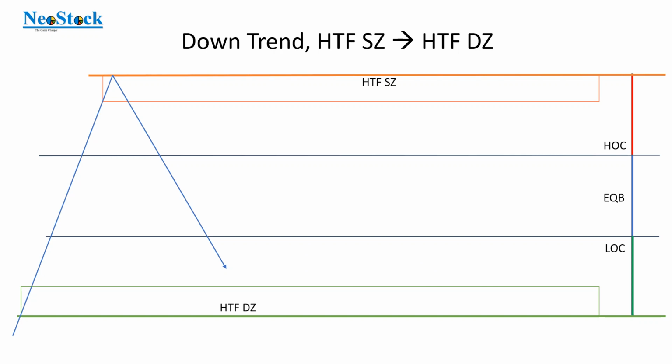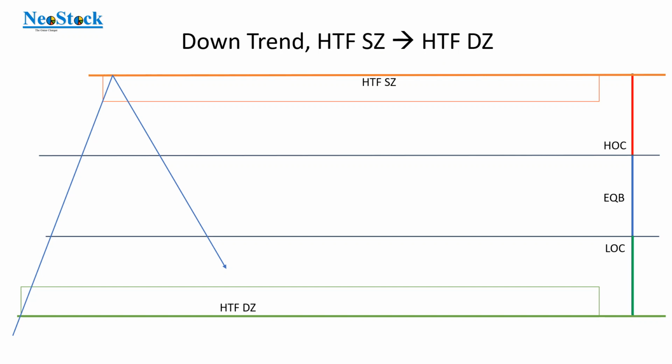But here one condition is there. Always you should remember one condition. Even though HTF price direction is from supply zone to the demand zone, even ITF price direction should also be in our favor. If ITF price direction is against us, you cannot plan the short trades. So what should be the ITF price direction? ITF price direction also should be supply zone to the demand zone. That is ITF supply zone to ITF demand zone.